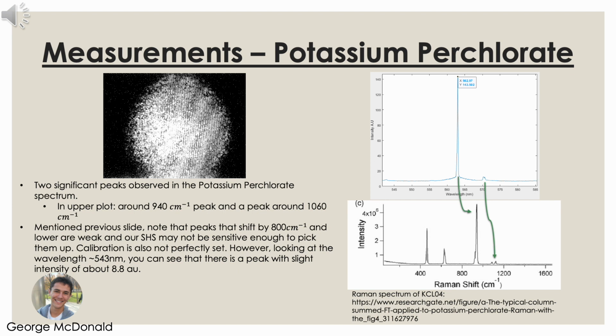But also, if you take a look at our plot, which is the top image, you can see at around 543 nanometers, there is a very tiny peak, but it's large enough to be seen. This could be one of the peaks that appear on the bottom plot, but it has a very slight intensity of about 8.8.